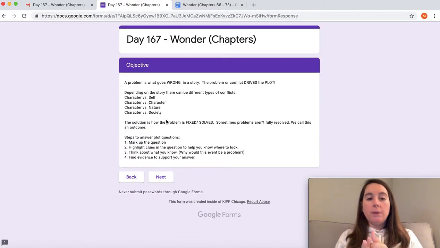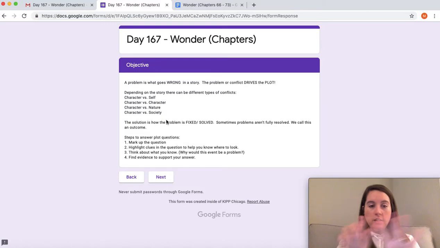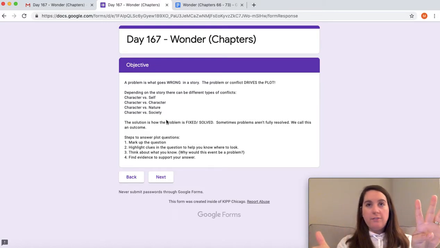And today we're talking about problem and solution. So a problem is what goes wrong in the story. Another word for problem is called a conflict. We've talked about this several times this year, so this shouldn't be new. So I'm going to go through the 4 types of conflicts again. Remember, every time I say conflict, it means the exact same thing as problem, okay?